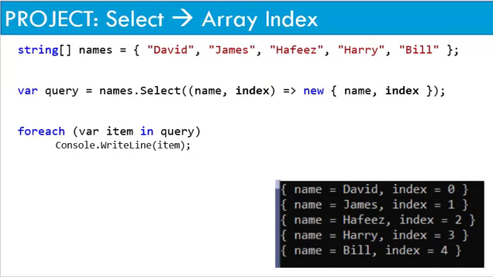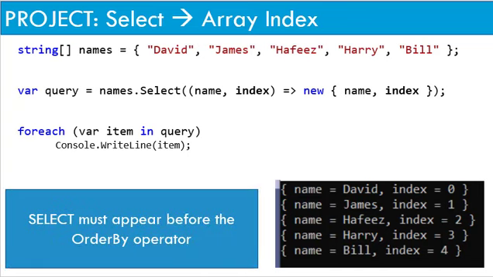The variant of the select operator that provides the index has no equivalent query expression syntax. The compiler automatically determines which version of the select operator we want. Also note that select operator must appear before the order by operator. This is important to get the indexes before sorting, not after.